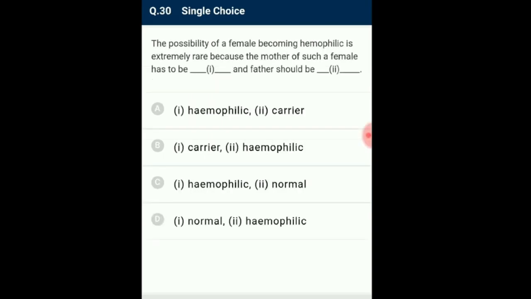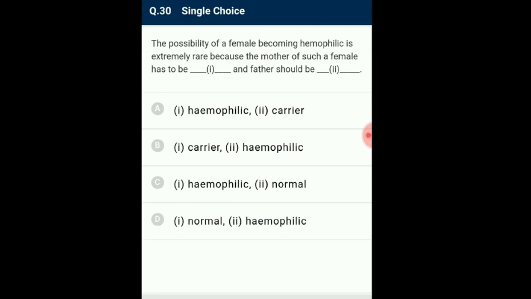Question number 30. The possibility of a female being hemophilic is extremely rare because the mother of such a female has to be dash and the father should be dash. Hemophilia is an X-linked recessive blood disorder. In it, the individual has delayed clotting time for blood, which can be fatal. An X-linked disorder is inherited due to a mutation in the X chromosome, which causes the phenotype to be always expressed in males and in females only in the homozygous condition.